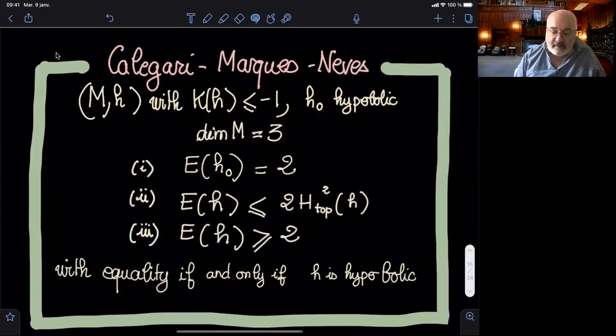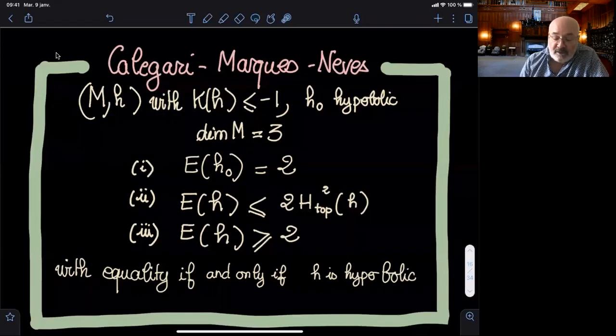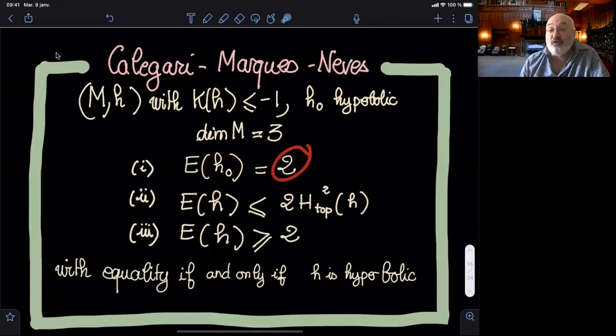It says that, so first it gives you a computation of what happens when the metric is hyperbolic. Whenever the metric is hyperbolic, then this quantity depends on nothing, and it's equal to 2. Okay. So it does not depend on the manifold, it's not a topological number, it's just 2, right? Like the entropy for closed geodesics.